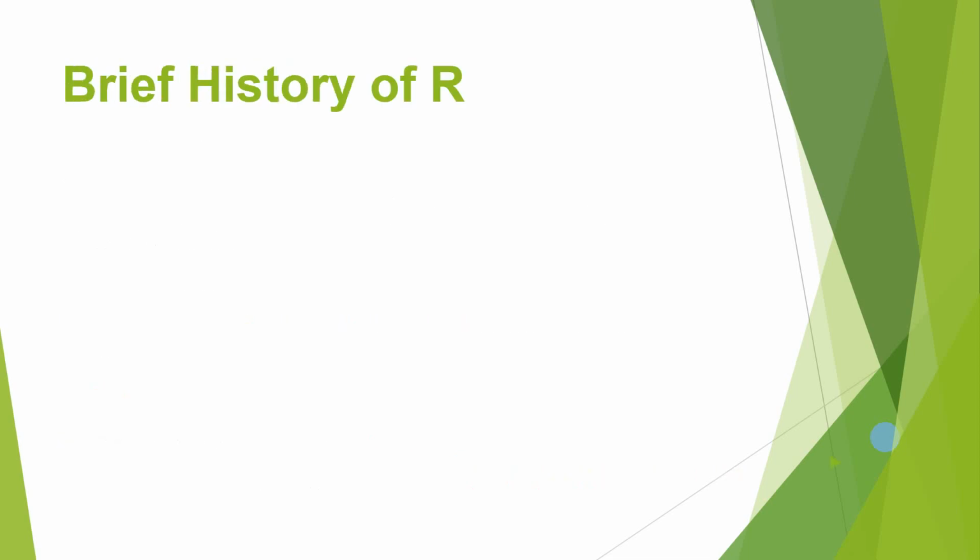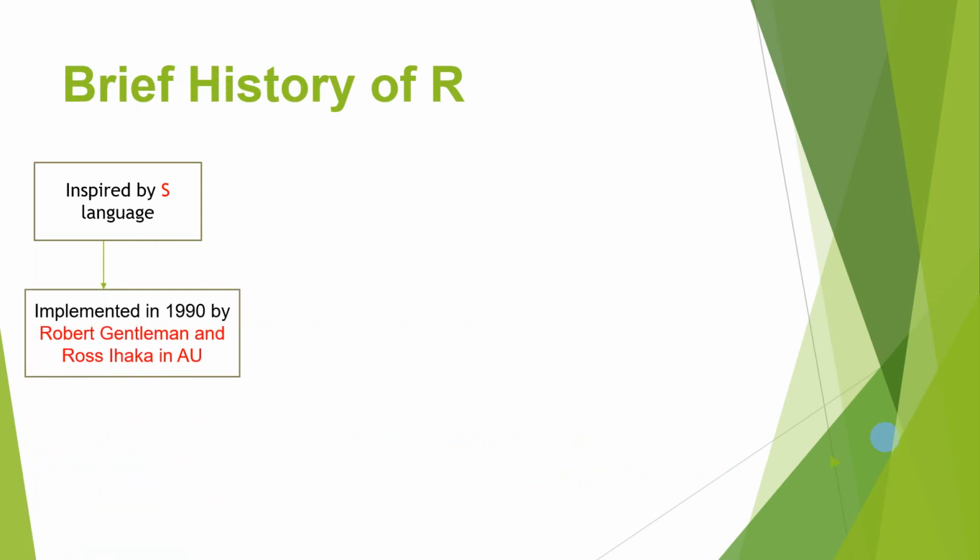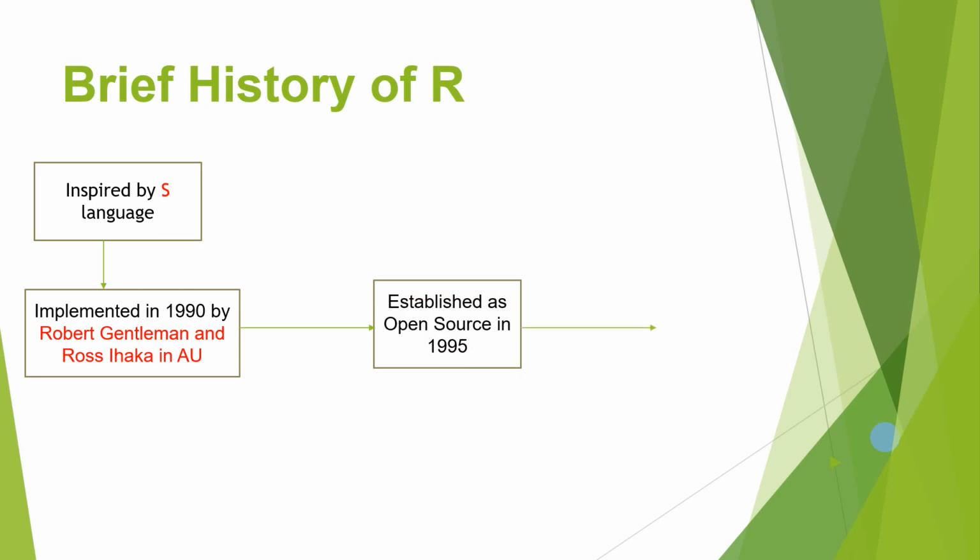Now let's understand the brief history of R. Initially, in the 90s, we had only one software, called S. The S language was used for statistical or mathematical research. There were two scientists, Robert Gentleman and Ross Ihaka from Auckland University. In 1990 they implemented this S language. From the inspiration of the S language, they implemented their concepts in another programming language called R. They established this programming language as open source in 1995 and opened it for the general public to utilize.